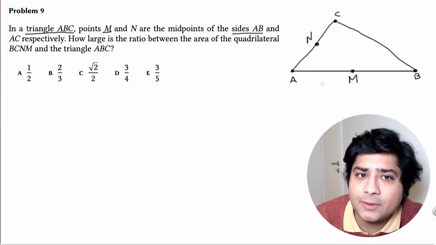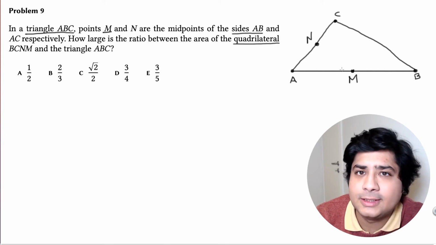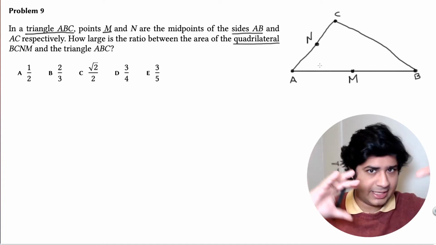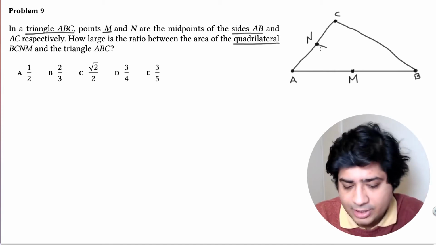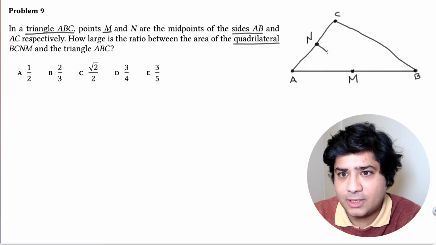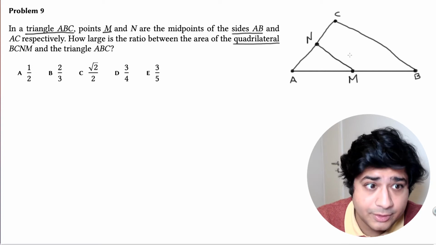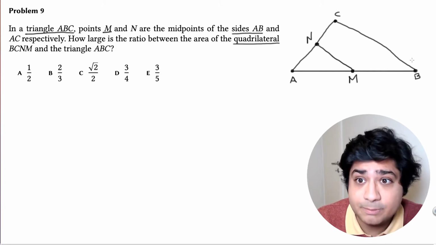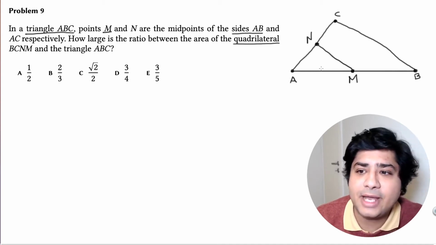How large is the ratio between the area of the quadrilateral? Now, quadrilateral, if you don't remember, that's just a shape with four sides, right? It can be a rectangle, can be a square, but it can also be any other shape. So B, C, N, and M. So that means that I gotta make a line here, like so. And so, of course, this would be the quadrilateral. So what's the ratio between the area of the quadrilateral and the triangle ABC? Obviously, I see that the triangle ABC is bigger than BCNM, and BCNM is a part of the larger shape ABC.